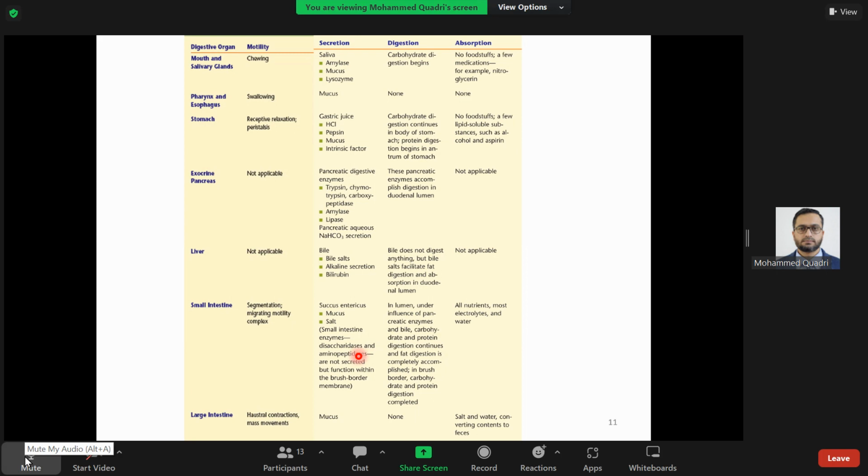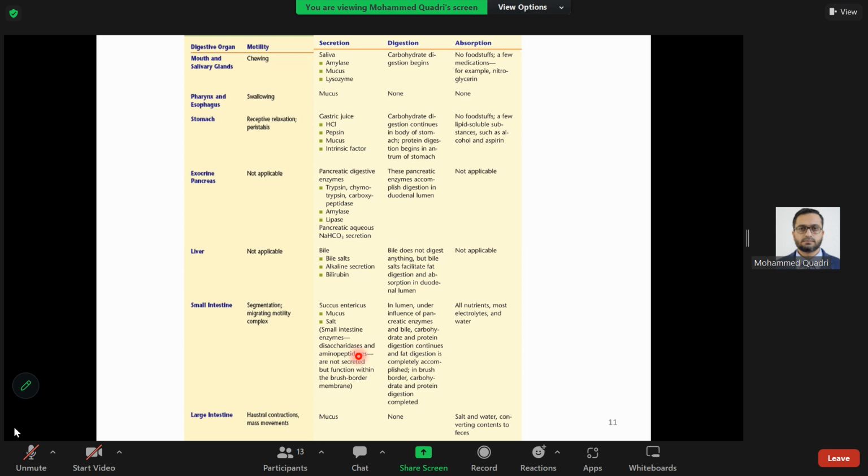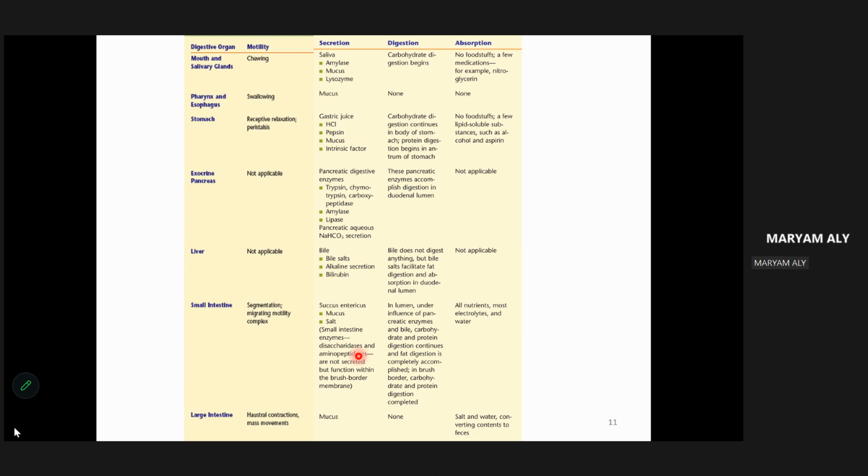Succus entericus. Succus entericus comes from where? From the brush border? No. Succus entericus comes from where? Small intestine. Wonderful answer. Small intestine. Better that you said small intestine, not the human body. I was expecting human body. Good, you said small intestine.